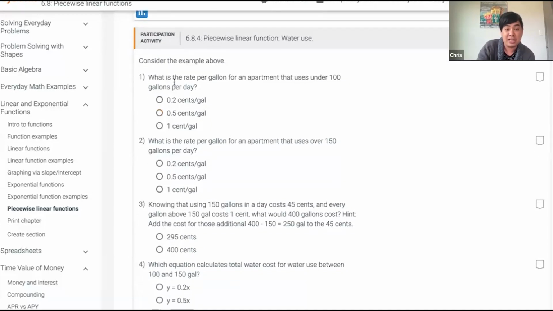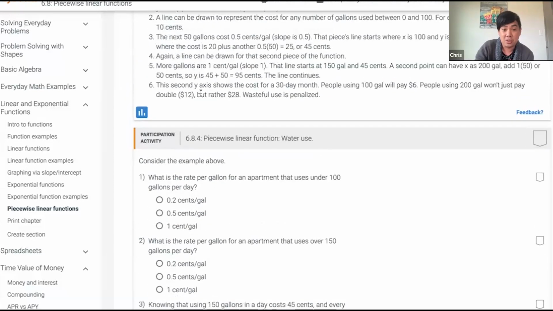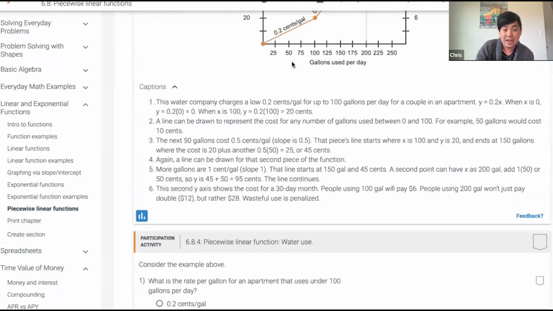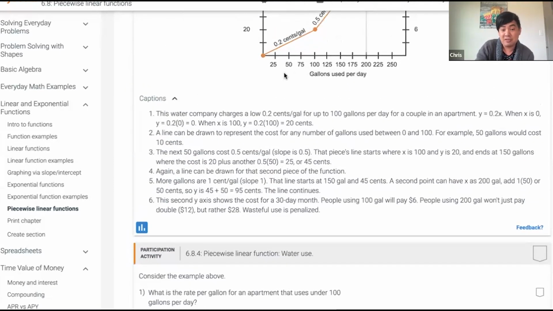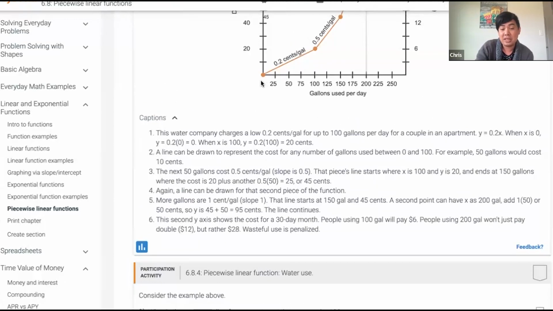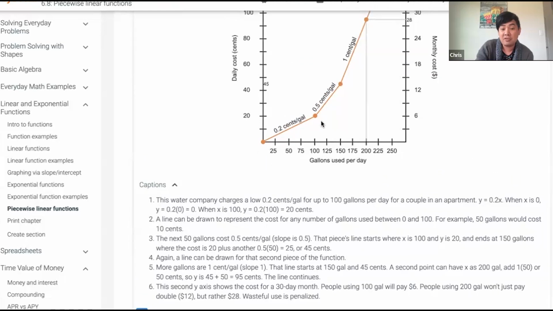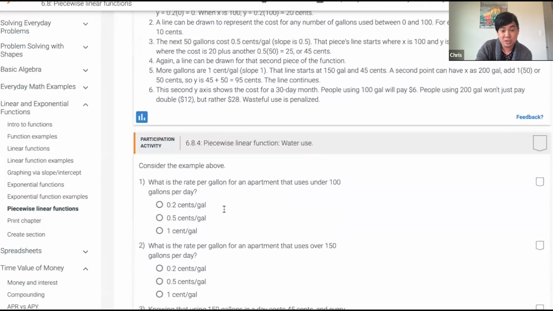So this question right here, what is the rate per gallon for an apartment that uses under 100 gallons per day? So right away, we know that if we're looking at this graph, this piece is what's important. If we're looking at water usage under 100 gallons, so that would be 0.2 cents per gallon.